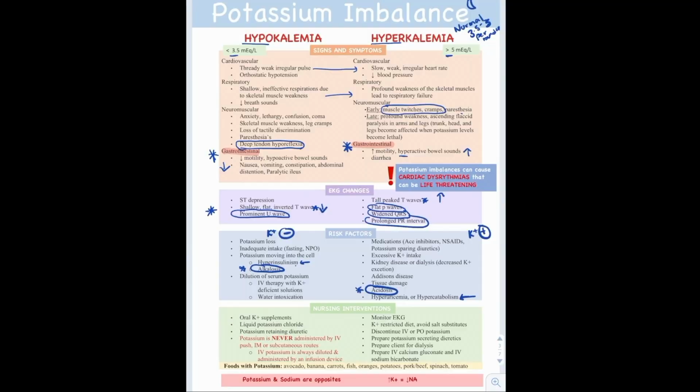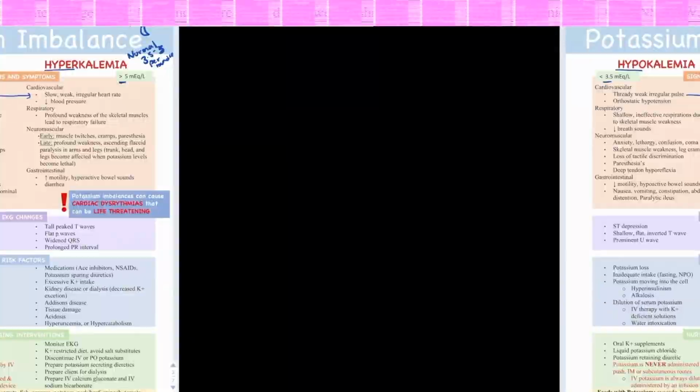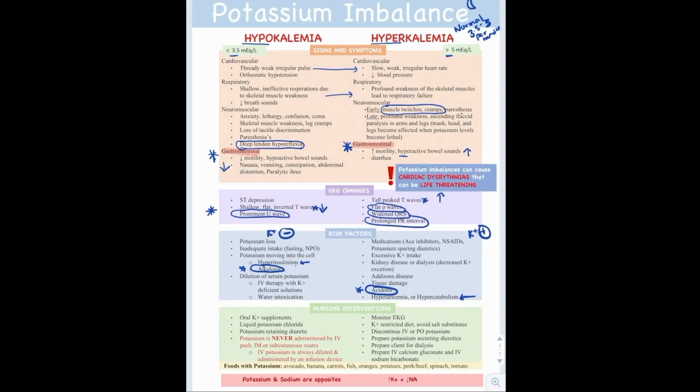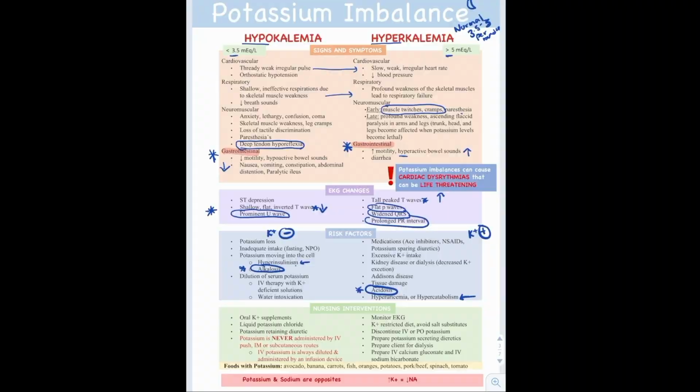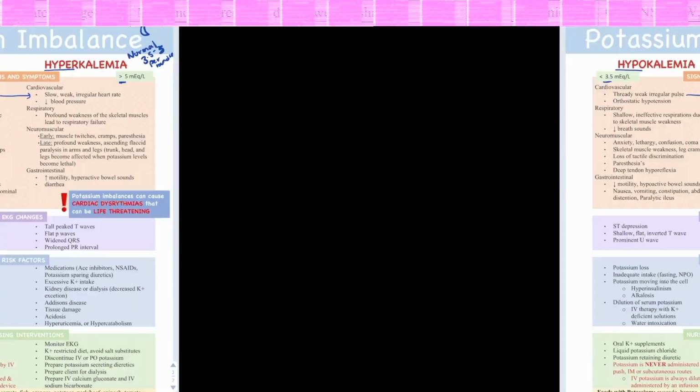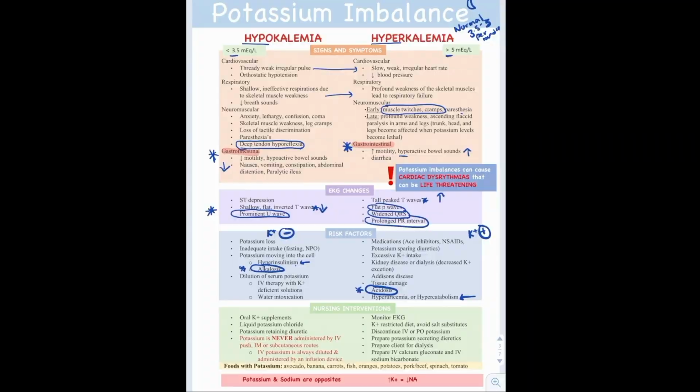All right, so our nursing interventions. We're talking about hypokalemia. We're going to do oral potassium supplements, liquid potassium chloride, potassium retaining diuretics, any of these, whatever the doctor orders. Potassium is never administered by IV push, IM, or subcutaneous routes. IV potassium is always diluted and administered by an infusion device. So make sure you know that if there's ever an answer that's asking you to give potassium IV push, that is wrong.